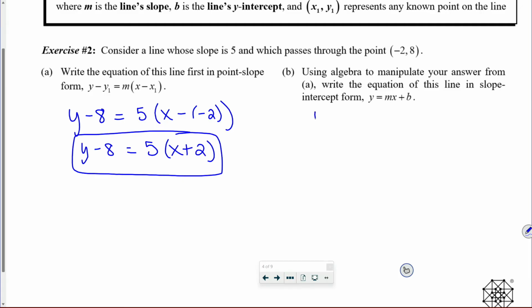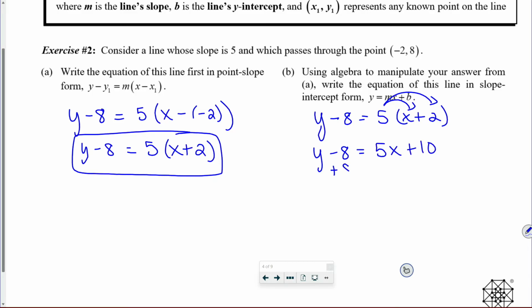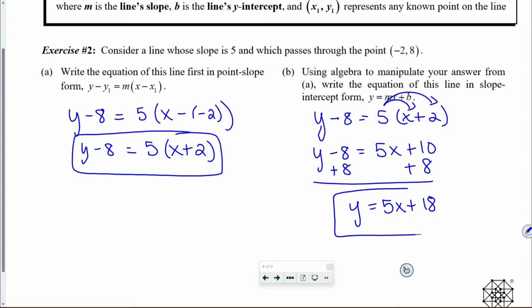So what I'm going to do is I'm going to just start with y minus 8 equals 5 times x plus 2. What I'm always going to do first is distribute the slope through that parentheses. That's going to be 5x plus 10. And then I'll just add 8 to both sides, and I'll find that the slope-intercept form of this line is y equals 5x plus 18.